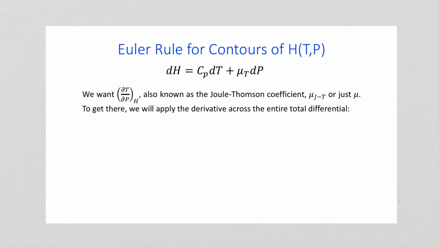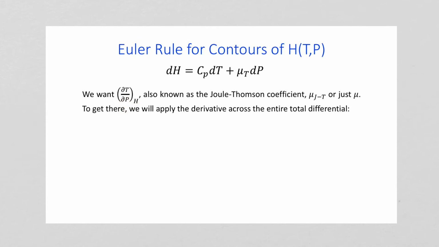So one version that we have for our expression for enthalpy is dH equals Cp dT plus mu_T dP. Again, remember that's similar to our dU equals Cv dT plus pi_T dV. So we want the expression (dT/dP) at constant H. We want to know how the temperature changes with respect to pressure at constant enthalpy.